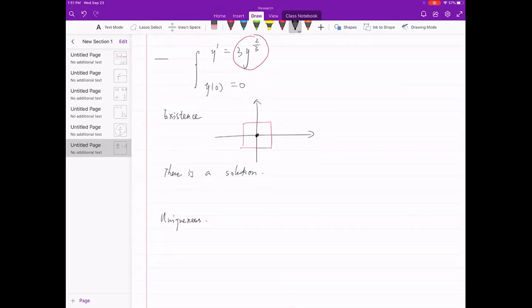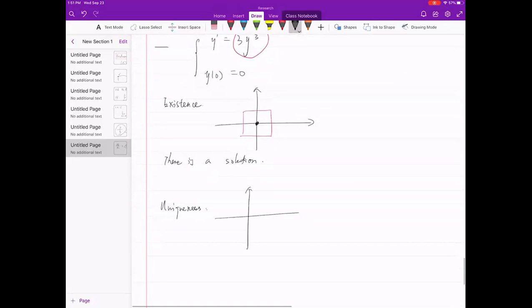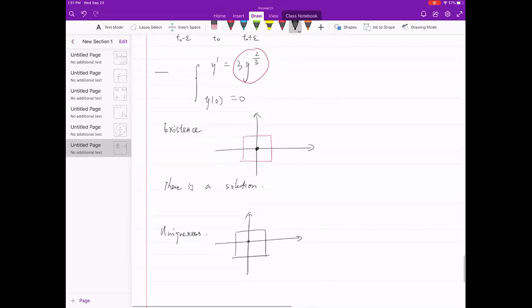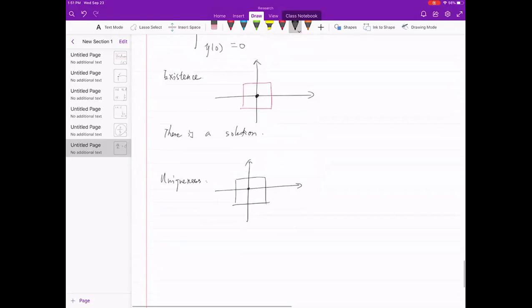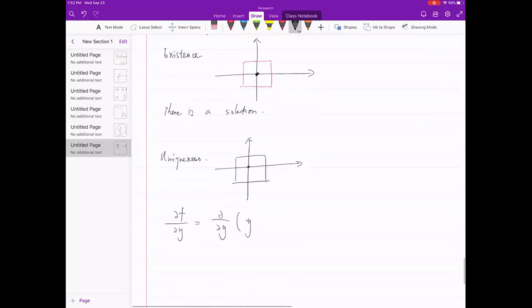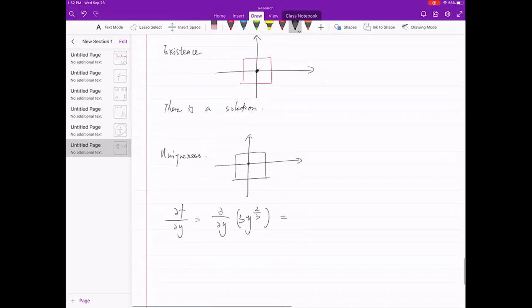For uniqueness, number one, I check everything about the existence, plus one more thing. That thing is partial f, partial y. Then just go ahead and take the derivative. You find it's 2 times y to the negative 1/3, which is 2 over y to the 1/3. Sounds good? Okay. Is this one continuous?